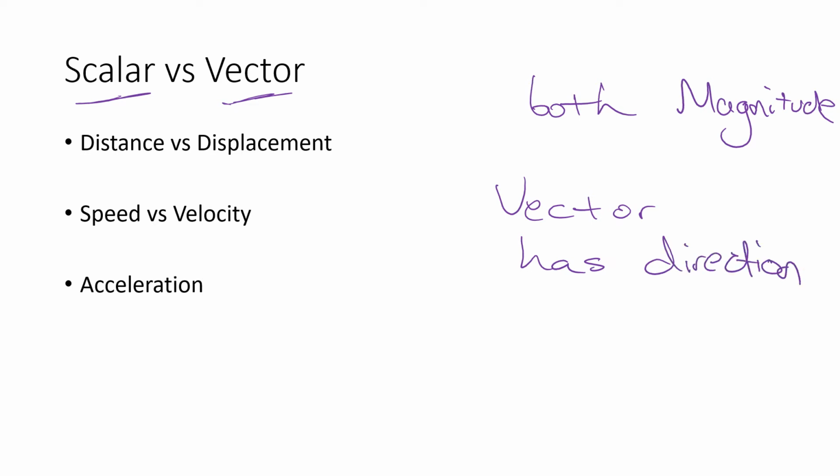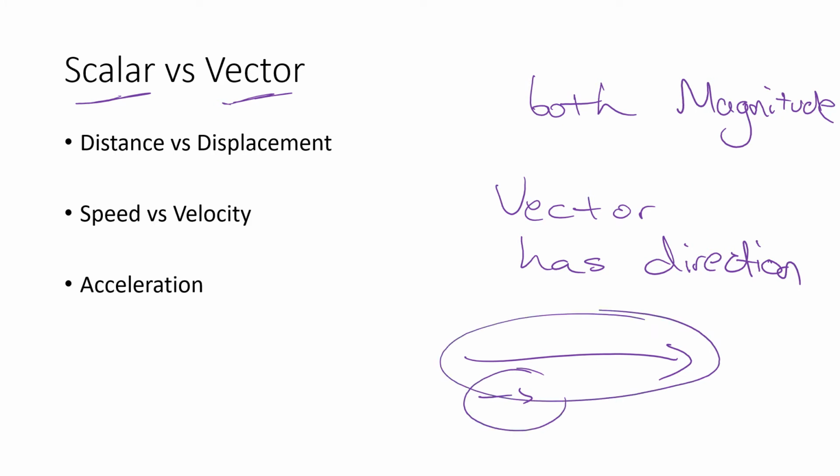And we can represent vectors with arrows. Arrows have magnitude, so how long it is. So this arrow here has less magnitude than this arrow, and direction, because obviously it points somewhere.